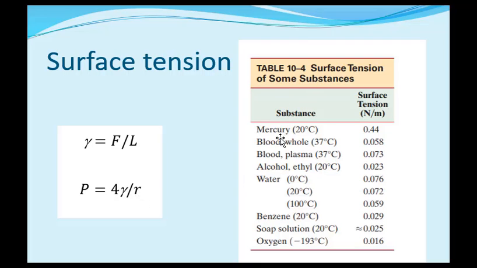Now you can see here a table of the surface tension of some substances. Water is 0.076. Water at room temperature is 0.072. But if you have a soap solution, water at 20 degrees Celsius to which you added soap, it is approximately 0.025. So you can see here, the soapy solution has less surface tension compared to water.